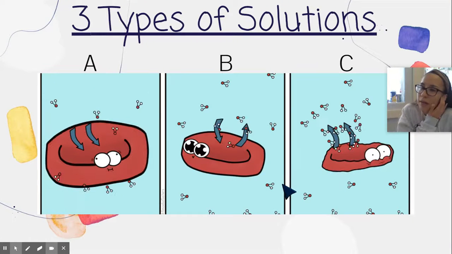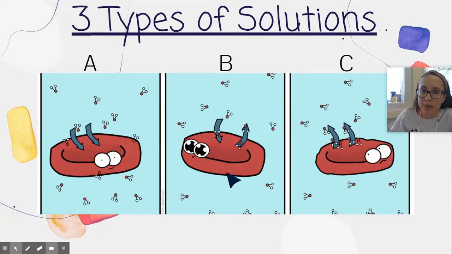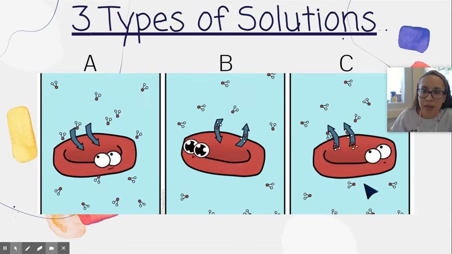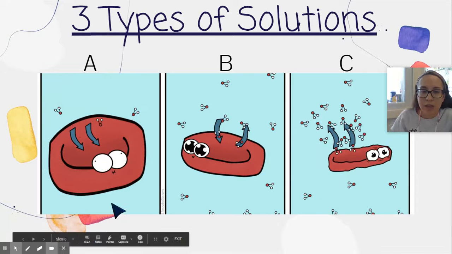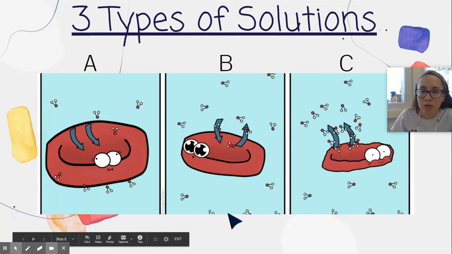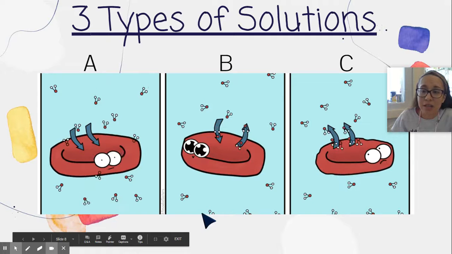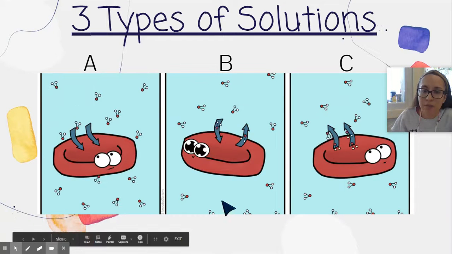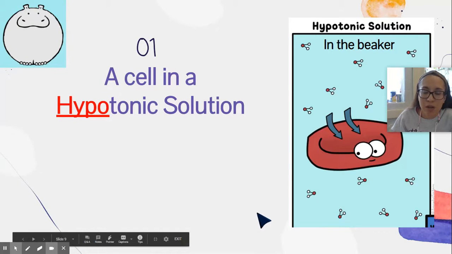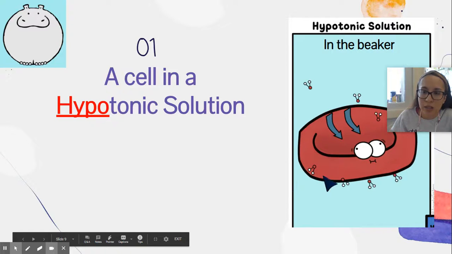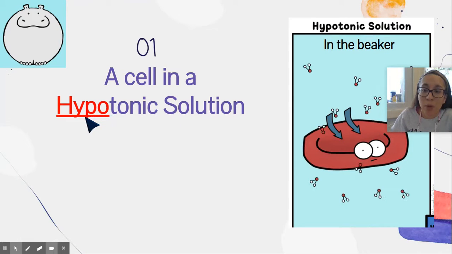So we have three different environments that we place this cell in. In environment A, this cell is getting really big. In environment B, the cell looks like it's staying the same. And in environment C, the cell starts to shrivel up like a raisin. So we're going to use the words we just learned, hyper, hypo, and isotonic, to describe the environment that the cells are placed in. So we're comparing the environment to the inside of the cell. So a cell in a hypotonic environment, in a hypotonic solution, will swell up like a hippo, which is how we remember this. Hypotonic rhymes with hippo.